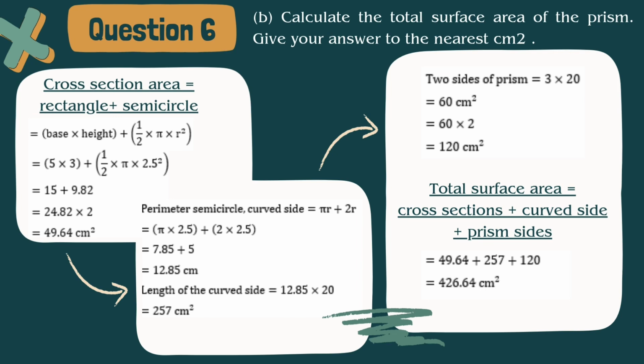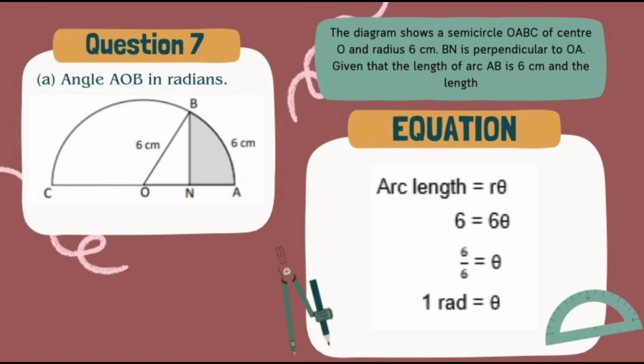In order to get the total surface area of the prism, we must first find the cross-section area by calculating the area of rectangle and semicircle and then multiplying it by 2 because there are two ends. Then we find the perimeter of the semicircle, which is the curved side, and multiply it by the length of the prism. Afterwards, we must calculate the two sides of the prism. Finally, the total surface area is cross-section plus the curved side plus the two prism sides, which we get 426.64 centimeters squared.